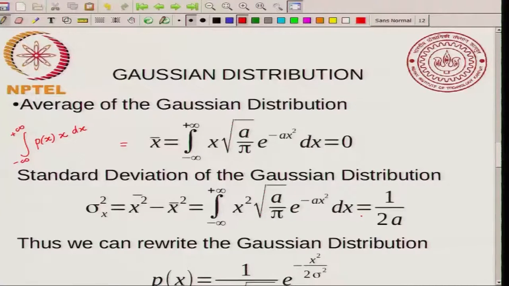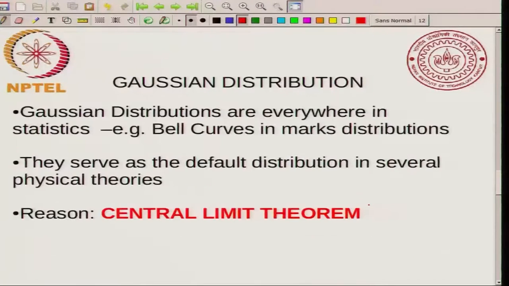Okay. Now, Gaussian distributions are everywhere in statistics. I mean, you have heard about bell curves. Suppose there are a very large number of students taking an examination, and you take all their marks and make a histogram of the marks, you get something that looks like a bell curve, and it looks like a Gaussian distribution. And in a lot of physical theories, the Gaussian distribution serves as the default distribution. If you don't know what a distribution is, by default you'll assume the Gaussian distribution.